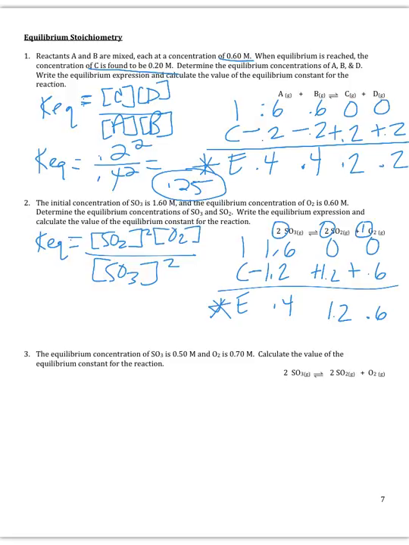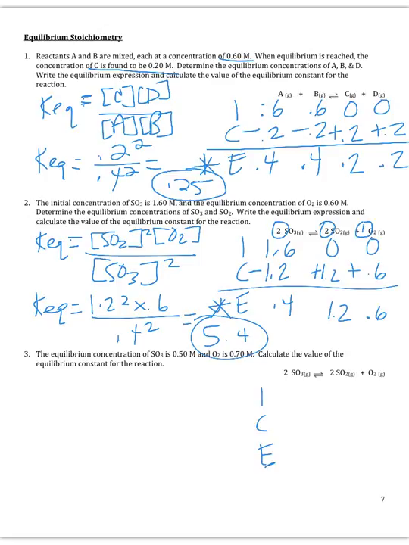Here's our expression. Don't forget to square the SO2 and the SO3. Substitute in your equilibrium concentrations and solve. You get 5.4.